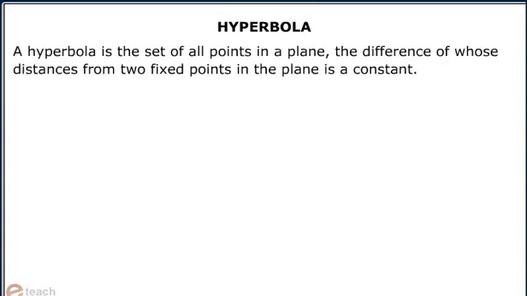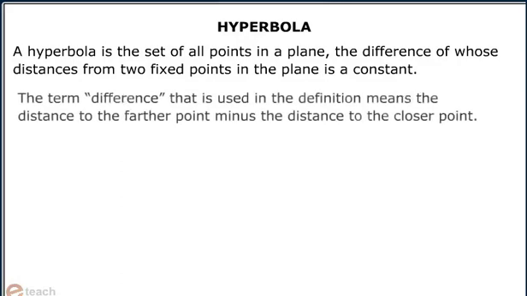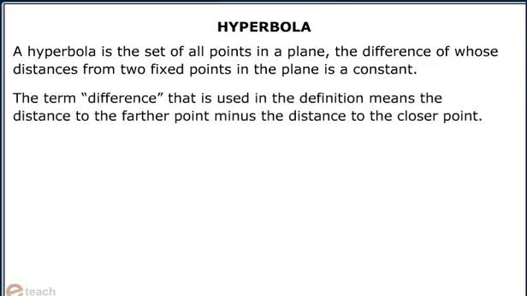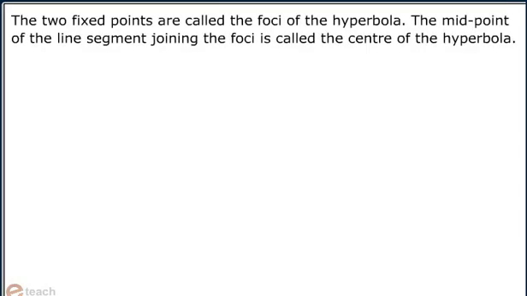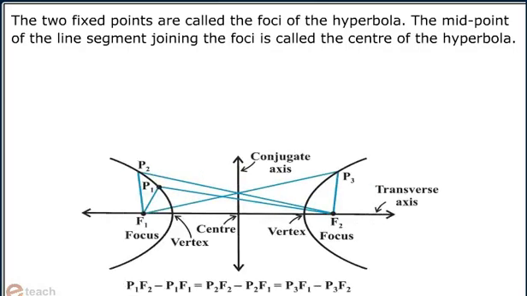A hyperbola is the set of all points in a plane, the difference of whose distances from two fixed points in the plane is a constant. The term difference used in the definition means the distance to the further point minus the distance to the closer point. The two fixed points are called the foci of the hyperbola.